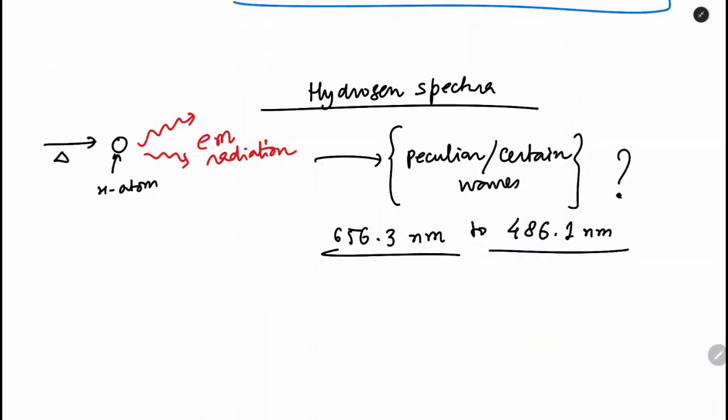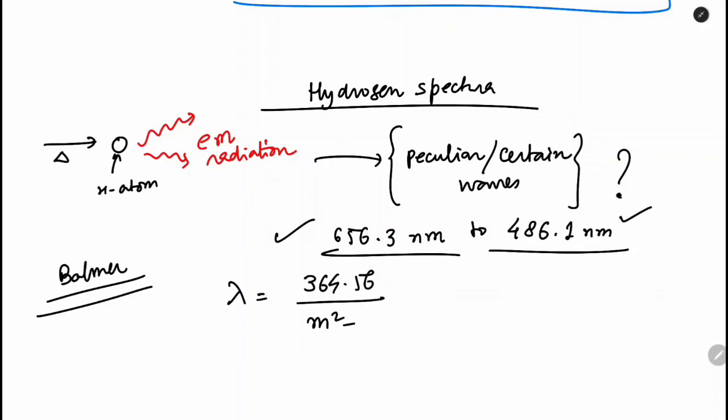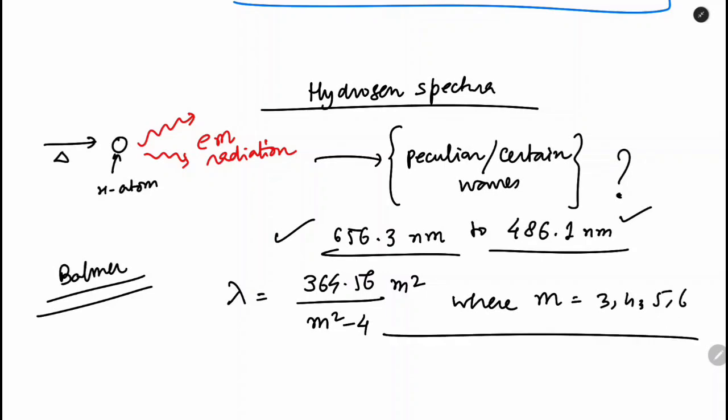When a hydrogen atom was heated, it was seen that it emits electromagnetic radiation. But whenever this happened, it came with some peculiar discrete wavelengths, which come around repeatedly, 656, 486. So why are these things happening? There was a school teacher called Balmer, and he came with the idea that this wavelength is equal to 364.56 m square by m square minus 4, where m is 3, 4, 5, 6. He just came up with this equation randomly. He doesn't know why this happens.